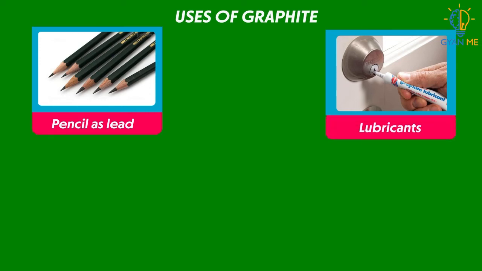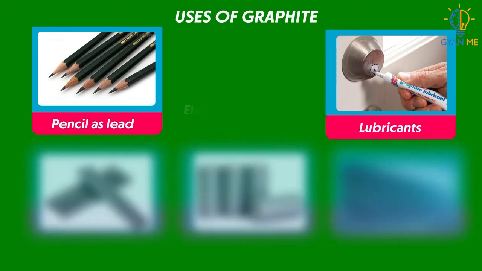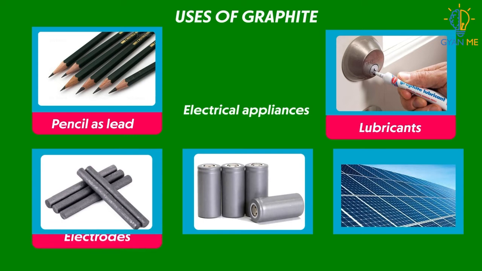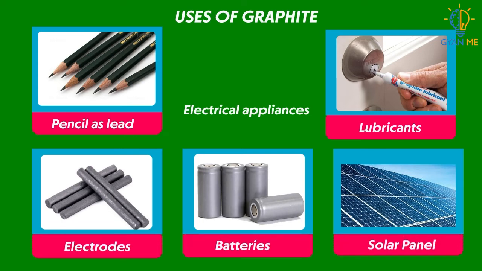As it is a good conductor of heat and electricity, it is very useful in electrical appliances like electrodes or electric poles, batteries, and solar panels.